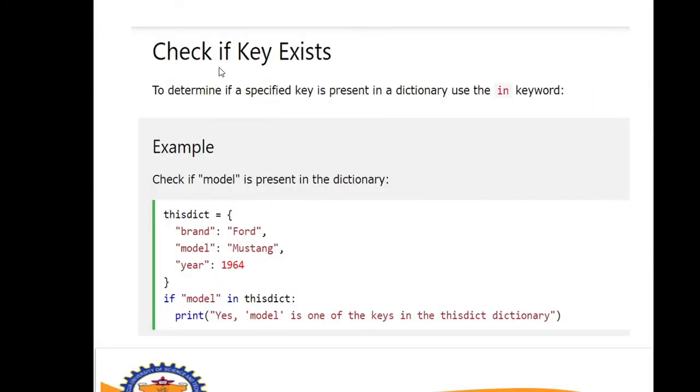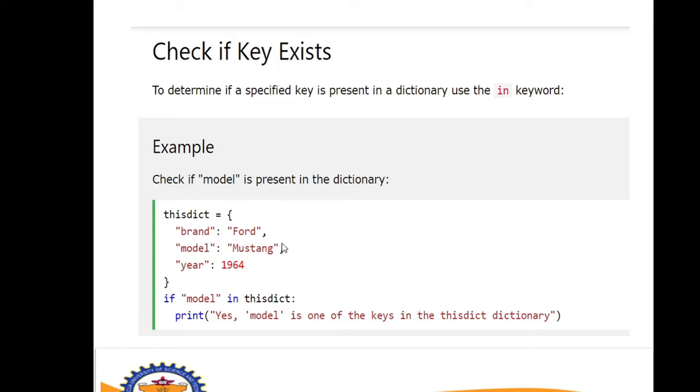Okay. Now, this another method, check if keys exist or if a particular key exists. To determine if a specified key is present in a dictionary, use the in keyword. For example, so check if model is present in the dictionary. So gusto nating i-check if yung particular key na yon ay nag-i-exist sa ating dictionary. So paano natin gagawin yon?